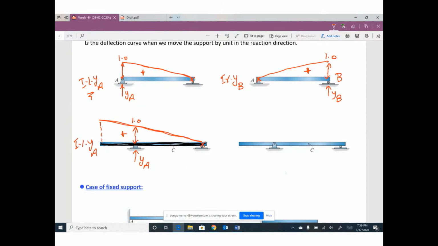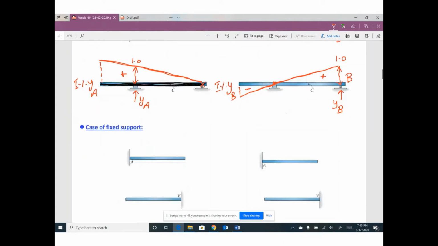If you would like to draw the influence line for this reaction YB, push your support up by 1. Any other support, keep it as it is, no movement, and keep in mind this beam is 1 unit, one line. So the new shape of your beam looks like this. This diagram will be positive here and negative here. This shape can be called the influence line for reaction YB. This is the case if you have a simply supported beam between hinge and roller.